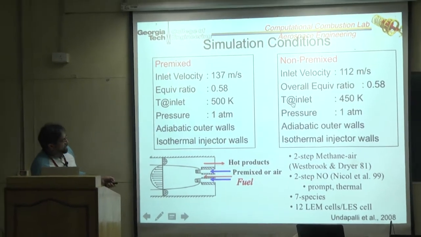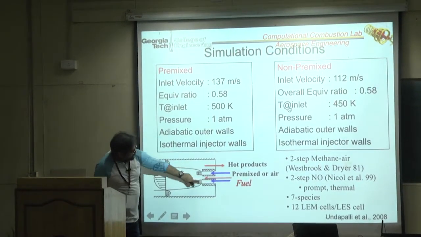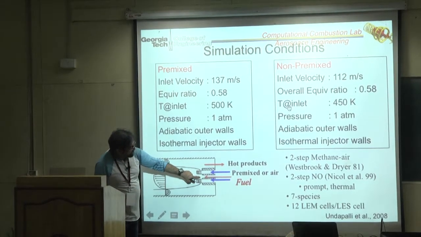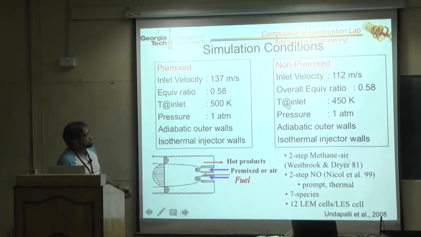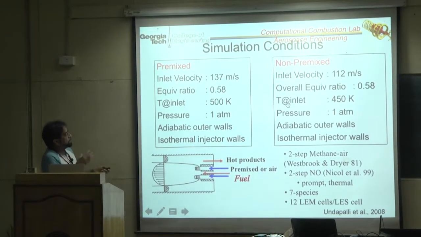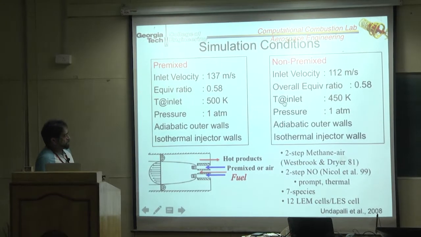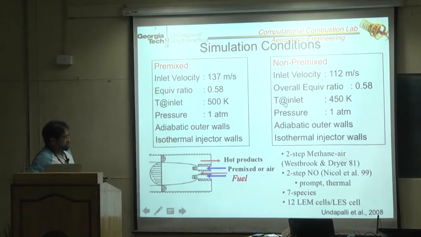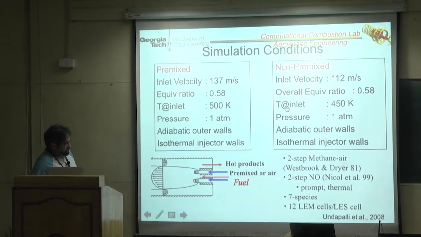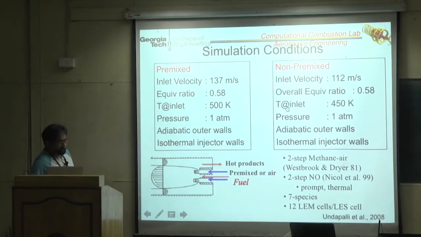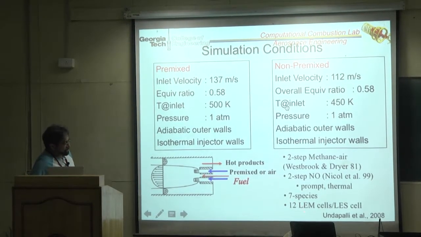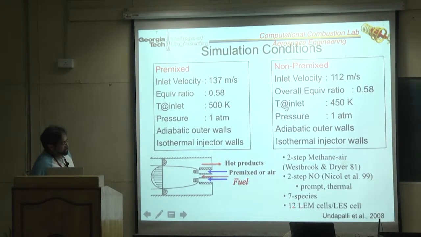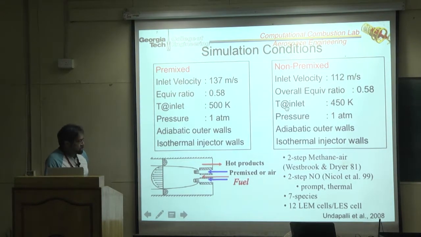So then we looked at the same problem, with slightly different inlet velocity. One was premixed, where we sent the premixed mixture through the inner flow, nothing from the inflow. The other one, we had air coming out and fuel in the middle. That's non-premixed. The equivalence ratio was the same. Temperatures were slightly different, atmospheric, and we used a two-step mechanism and a two-step NOx mechanism because we were looking at NOx. It was a 7-species chemistry, so total 7 species, 12 LEM cells. This was an earlier paper done in 2008.